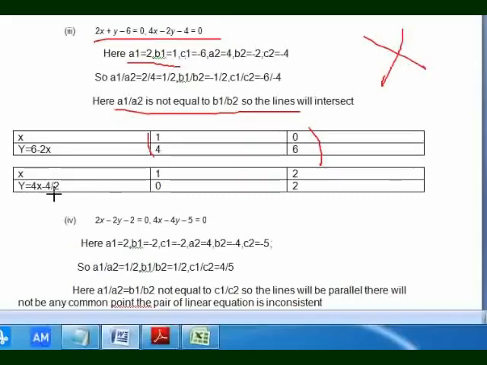So first place the value of x as 1. So 4 into 1, that is 4 minus 4. It means that 0 by 2 is equal to 0. And then place the value of x as 2. So 4 into 2, that is 8 minus 4. 8 minus 4 is 4, and 4 divided by 2 is 2. So for this equation number 2, we are getting two coordinates, that is 1, 0 and 2, 2.